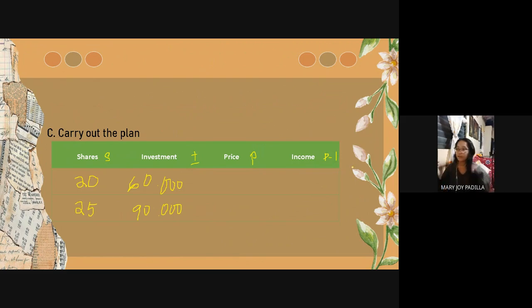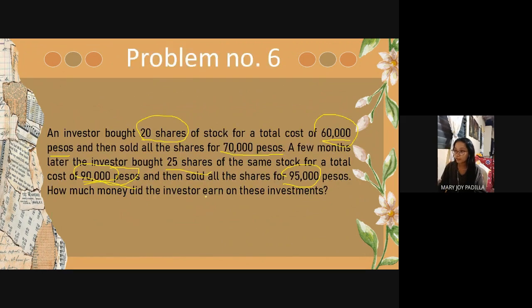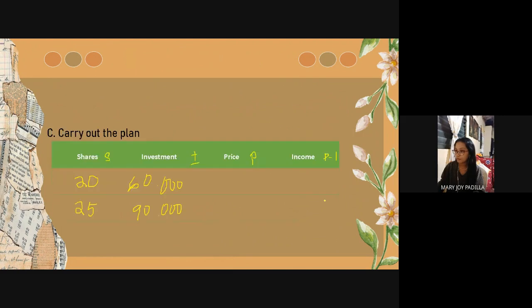So, anyway, sa price natin, naka-given naman siya sa ating problem. Our price sold, the first transaction is 70,000 pesos, and the second one is 90,000 pesos. So, nalagay natin dito is the 70,000 and this one is 95.